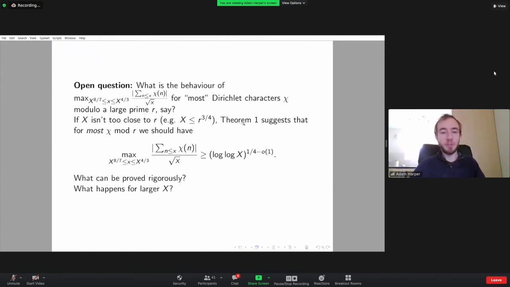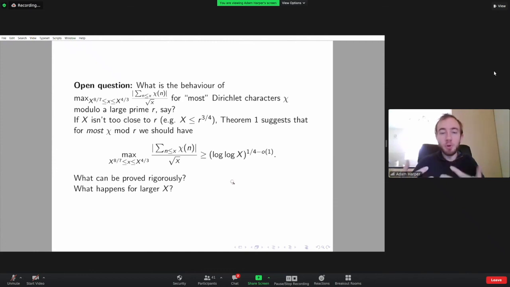So theorem 1 would suggest, and I would believe this, that provided capital X, the length of the interval, isn't too close to the R. So let's say provided capital X is at most R to the 3/4, so that capital X to the 4/3 is at most R, then the maximum of this rescaled thing should be like log of X to 1/4. For most characters, for 99% of characters.